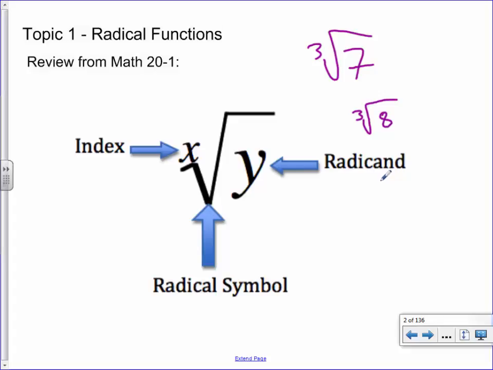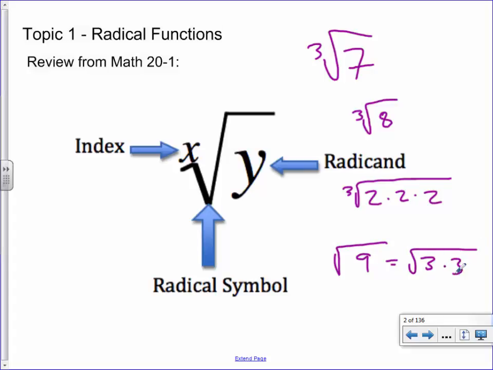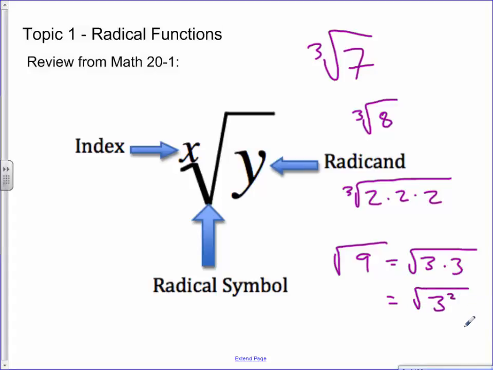It's 2. And the reason why is that 8 can really be written as 2 times 2 times 2. And if you have something 3 times, then you can cube root it. That makes sense. Whereas if I asked you for the square root of 9, the square root of 9 is really equal to 3 times 3. In a way, you could then say that that's equal to 3 squared.